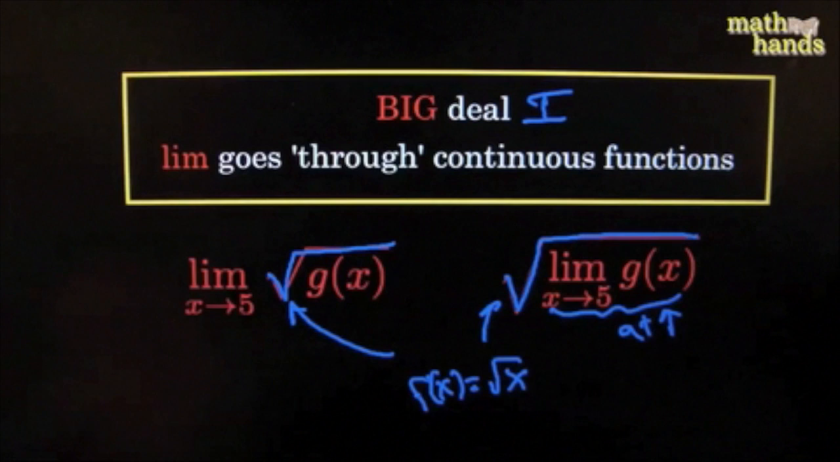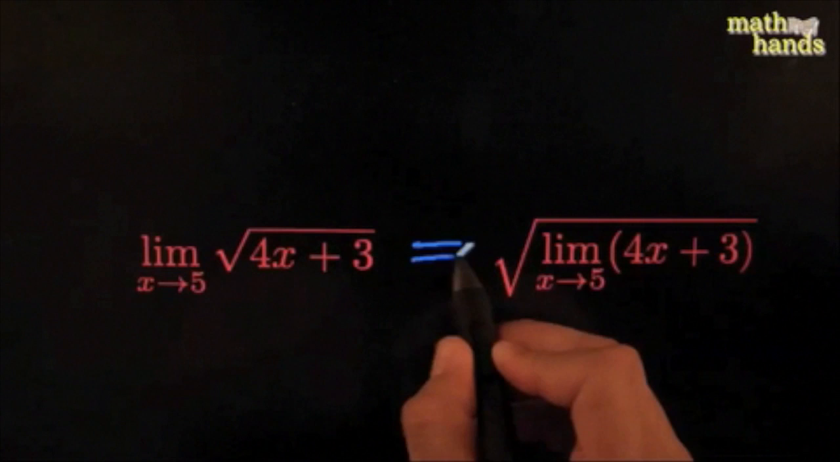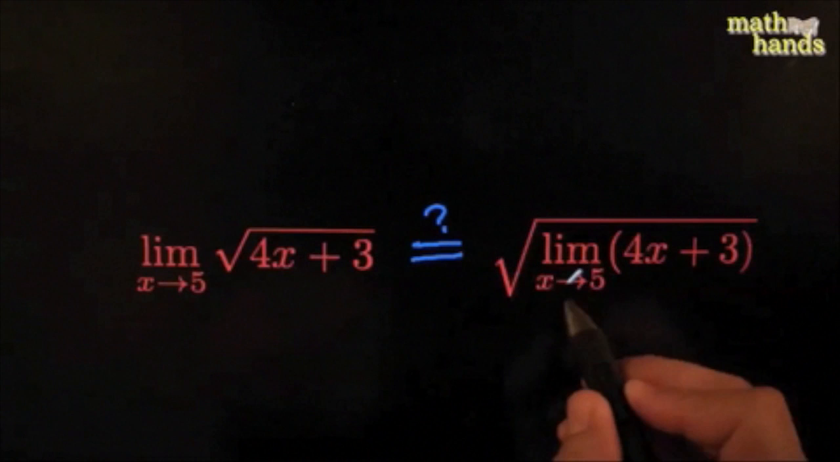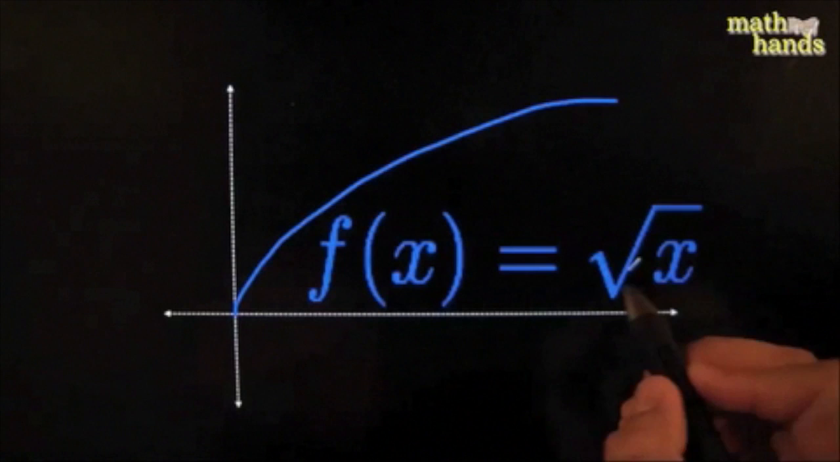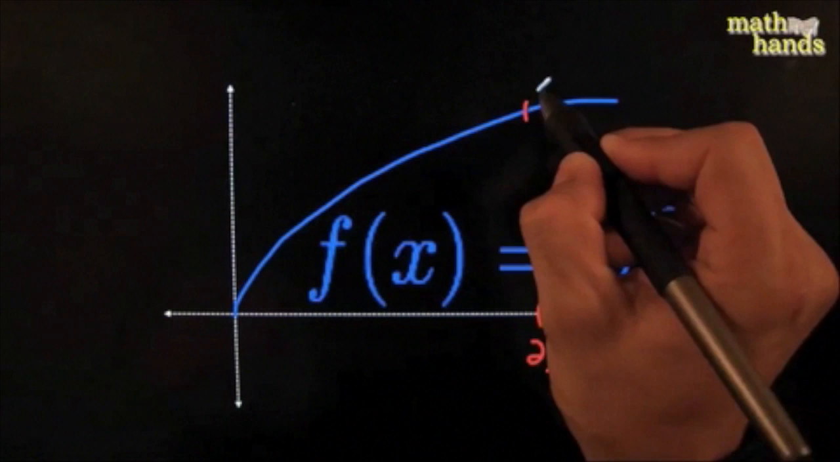Here's an example. Suppose you wanted to take the limit. Is it okay to take the limit through this square root? So you go ahead and do it, and you try to see what this is equal to. This is 23. Then what you have to ask is, is f of x, which is equal to the square root of x, continuous at 23? So you go back to the function and the point 23, and then you have to analyze it there.